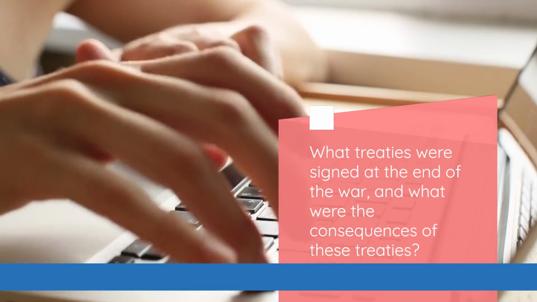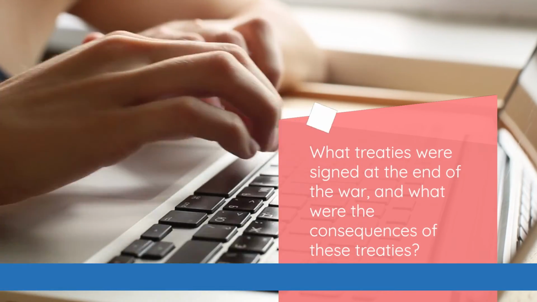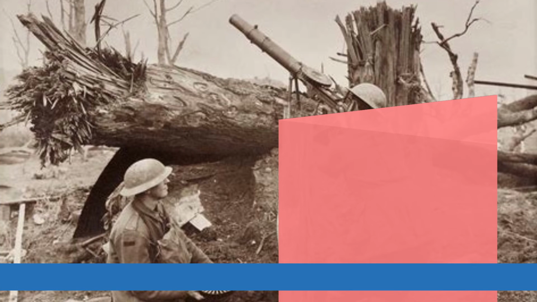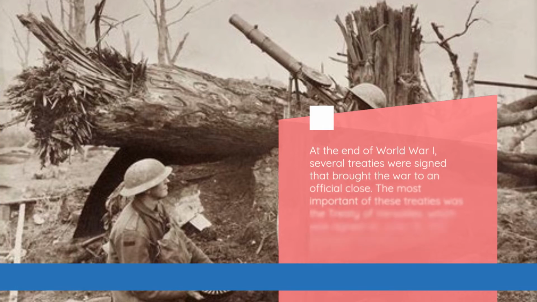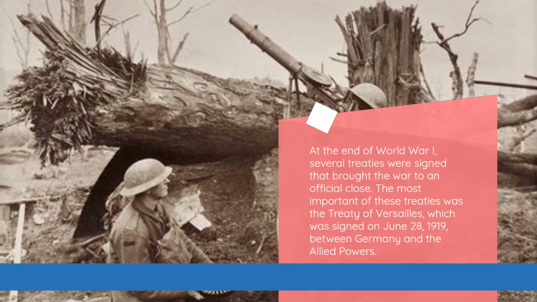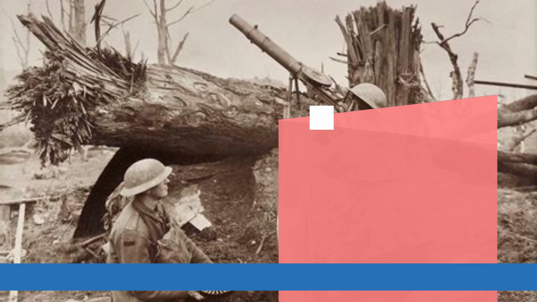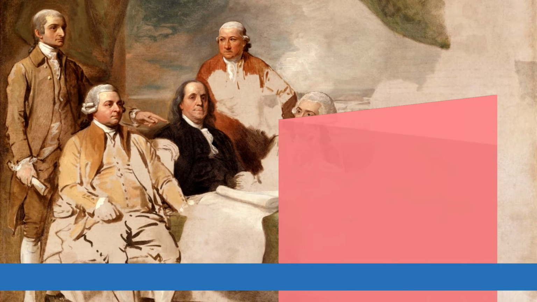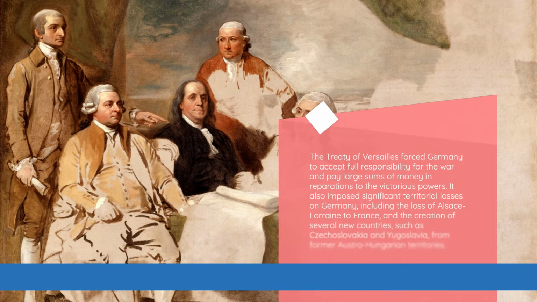What treaties were signed at the end of the war, and what were the consequences of these treaties? At the end of World War I, several treaties were signed that brought the war to an official close. The most important of these treaties was the Treaty of Versailles, which was signed on June 28, 1919, between Germany and the Allied powers. The Treaty of Versailles forced Germany to accept full responsibility for the war and pay large sums of money in reparations to the victorious powers.